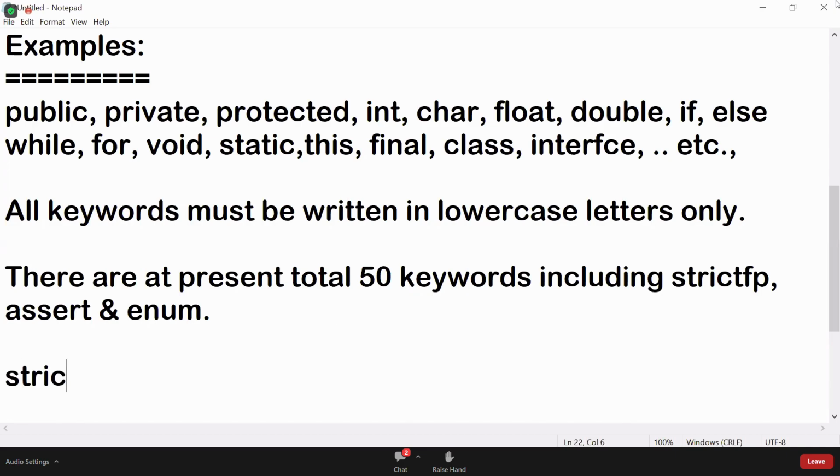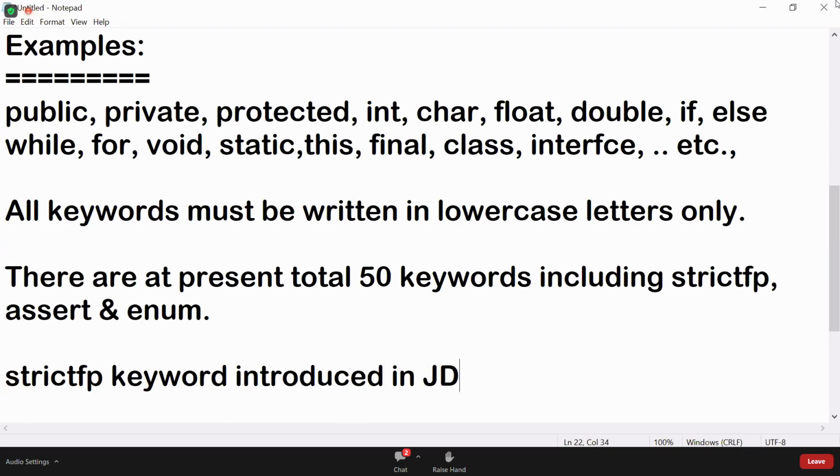Now, the strictfp keyword was introduced in JDK 1.2 version.